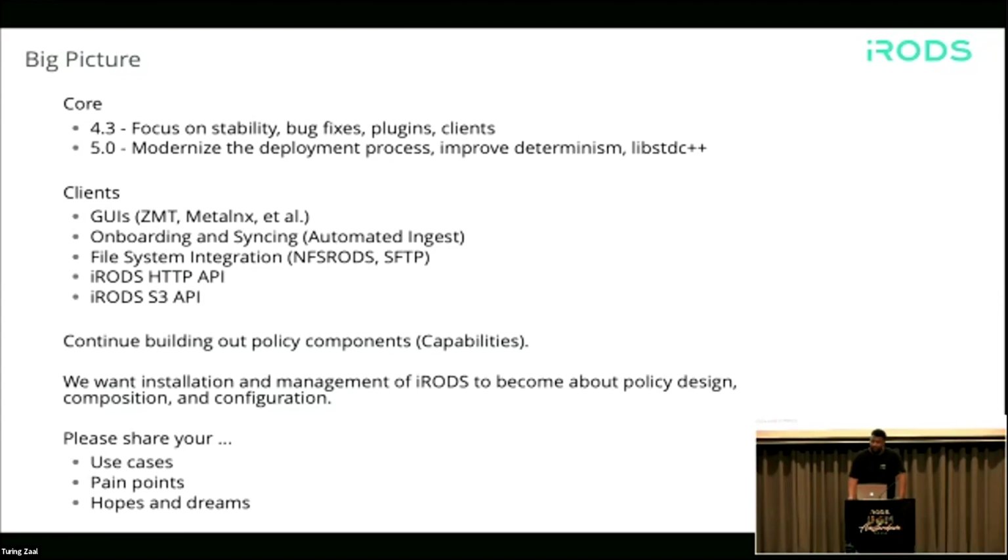As for clients, the goal still remains the same. We want to improve situations for clients such as the zone management tool, metalinks, automated ingest, NFSRODS, and the new HTTP and S3 APIs. And of course, we want to continue finding ways to improve the situation for administrators as far as handling policy. That means building out new components that encapsulate various policy information.